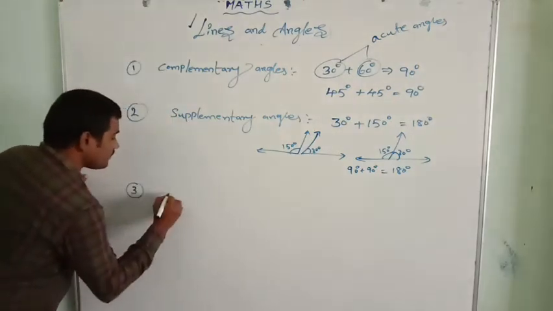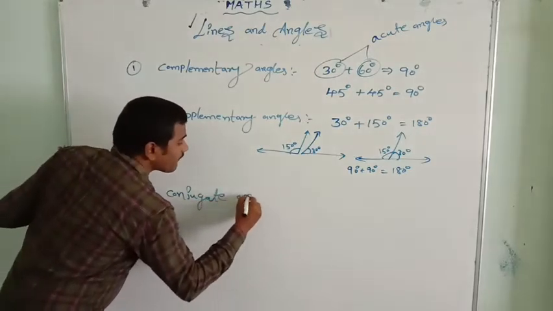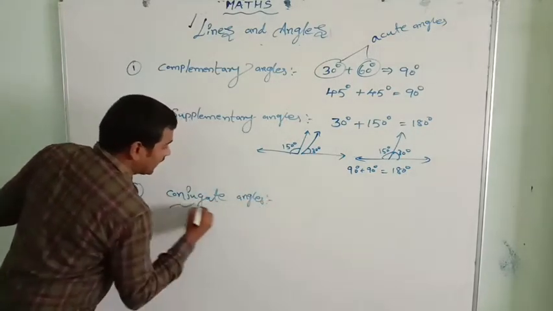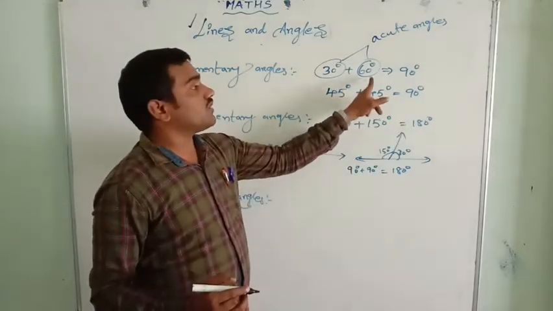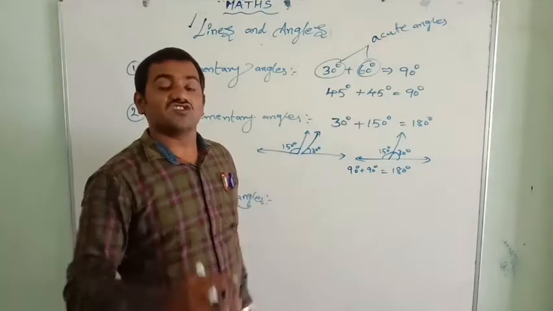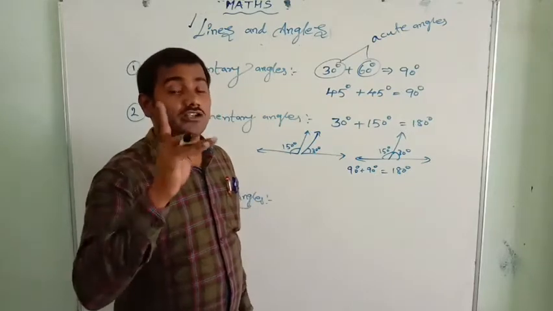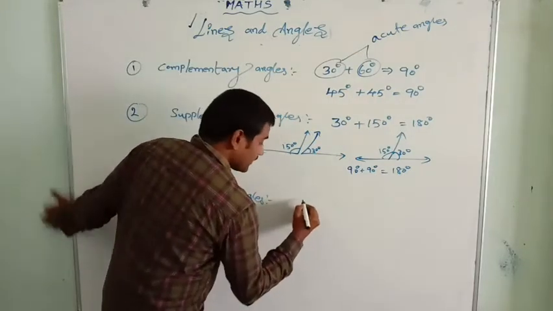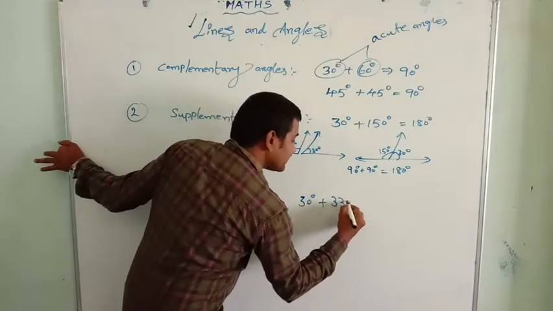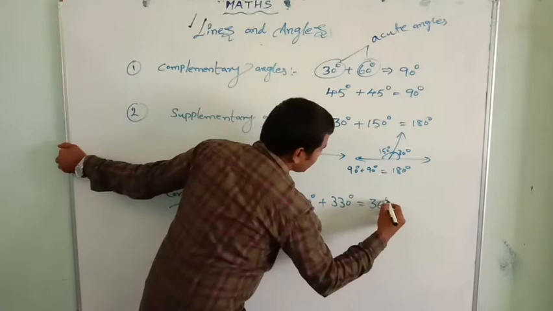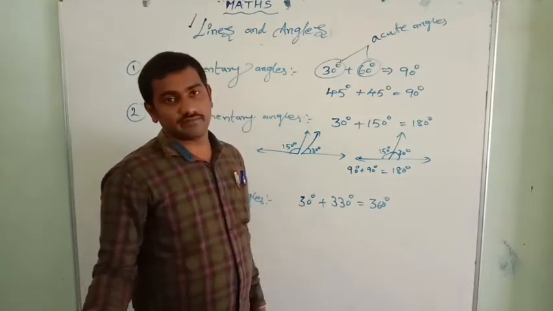Third one, conjugate angles. Here, if the sum of two angles is 180 degrees, they are supplementary angles. If the sum of two angles is 90 degrees, they are complementary angles. If the sum of two angles gives us 360 degrees, they are known as conjugate angles. Suppose, let me take the same 30 degrees plus 330 degrees, that equals 360 degrees. These two angles are known as conjugate angles.